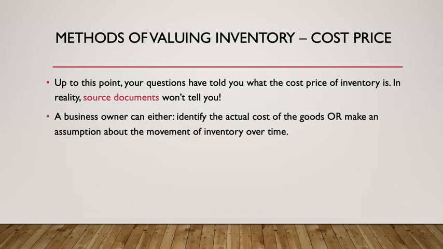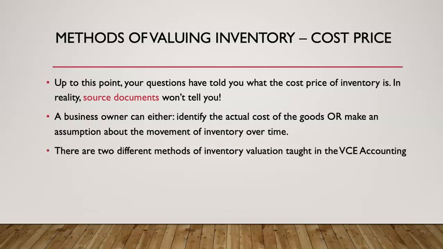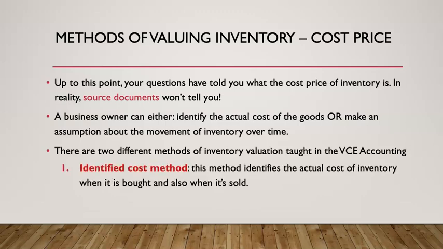So a business, when they're working out what's coming in and out, has a choice to make. They can either go to the effort of identifying the actual cost of each good that is left or come into our business, or make an assumption about movements of inventory. They have a choice. So in reality, the business has two methods that they can pick from for inventory valuation, and we teach both of these in VCE Accounting. Firstly, we have the identified cost method. This method identifies the actual cost of inventory when it is bought and when it's sold. So we're identifying the actual cost of each good coming in or out.